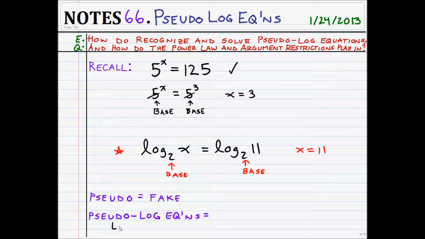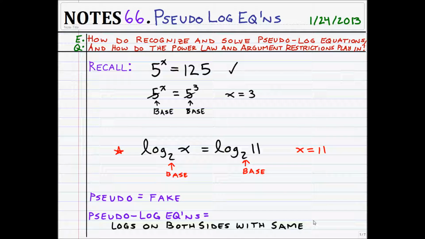A pseudo-log equation will have logs on both sides. But they can't just have logs on both sides. That's not enough. And the reason for that is if they don't have the same base, then we really have some sort of weird relationship going on. We may or may not even have the tools in Algebra 2, or even as far as like pre-cal, to actually figure that out. So in other words, they have to be logs on both sides with the same base.